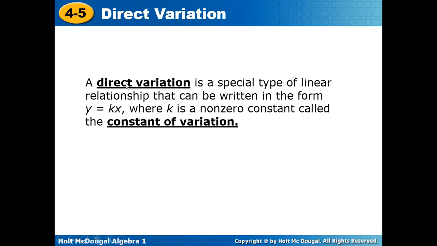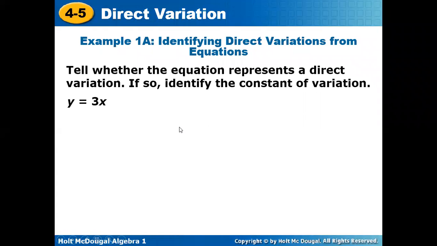So the direct variation is a relationship. You can write it as y equals kx, where this k is a non-zero constant and called the constant of variation. Let's see example 1. Tell whether the equation represents a direct variation. If so, identify the constant of variation. We have this question, y equals 3x.